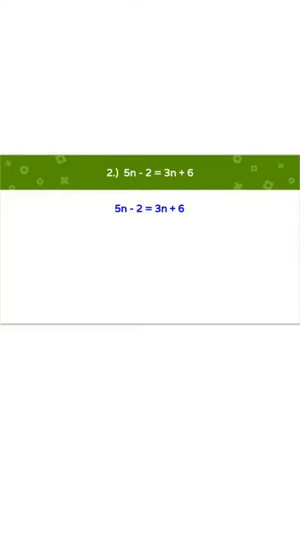Number 2, 5n minus 2 equals 3n plus 6. There's nothing to distribute because there are no parentheses, and you don't need to combine like terms on either side. So now we get the variable over to the left. We need to get rid of the 3n. So the opposite of a positive 3n is to subtract 3n on both sides.